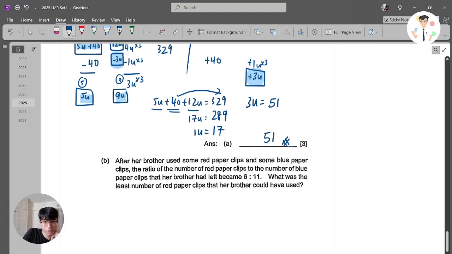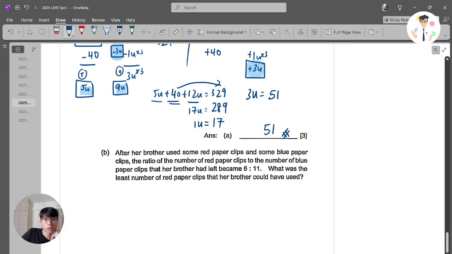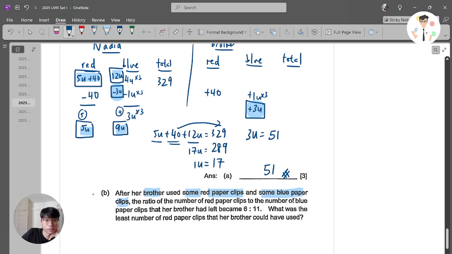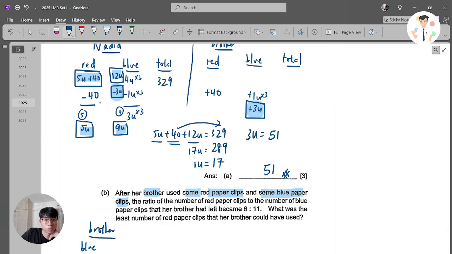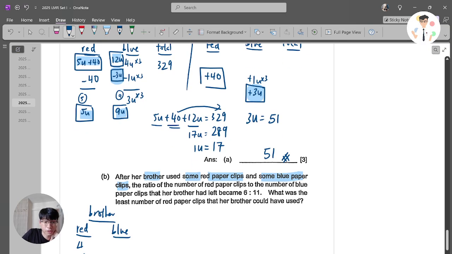B. After her brother used some red paper clips and some blue paper clips. Okay, so the brother now is using the paper clips. Let's try to find out first. Brother, red and blue. So let me just erase this. Red, blue. Red I know have 40, right? So 40. Blue, just now I found out is actually 51.